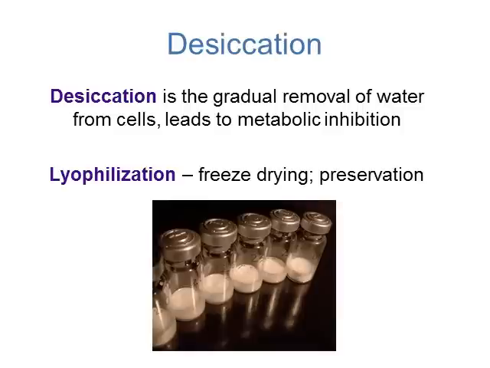You can also do desiccation. This is where you gradually remove water from the cells and it leads to metabolic inhibition. So basically it just slows down the metabolic rate. For example, freeze drying is used to preserve food. Or here, I order our bacteria, like the E. coli, and it's freeze dried. So the cells have very, very slow metabolism. I have to rehydrate them to get them to grow.